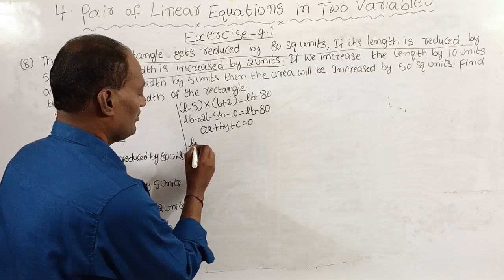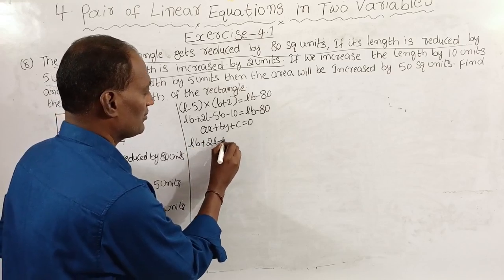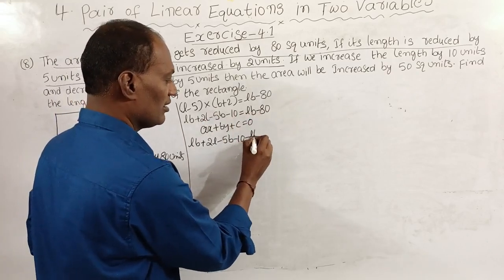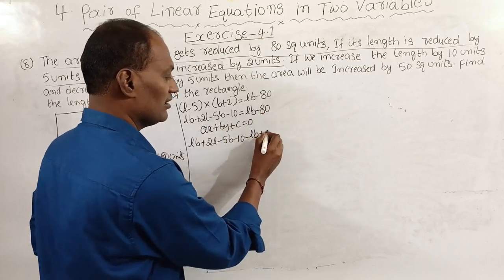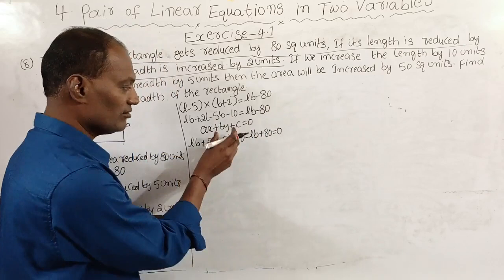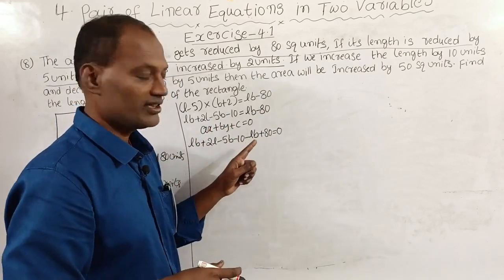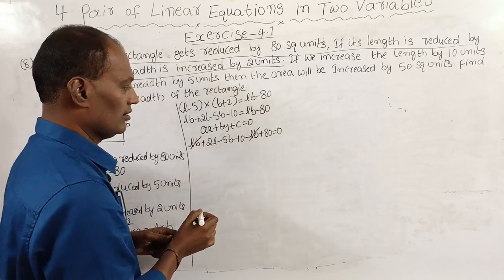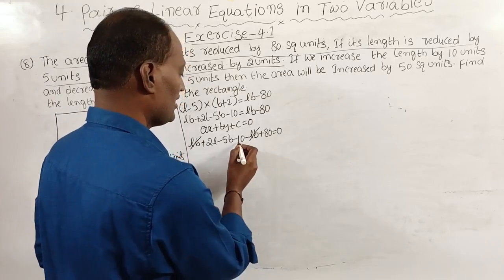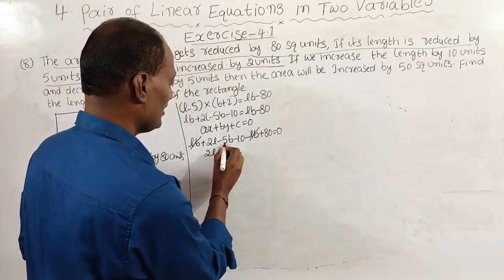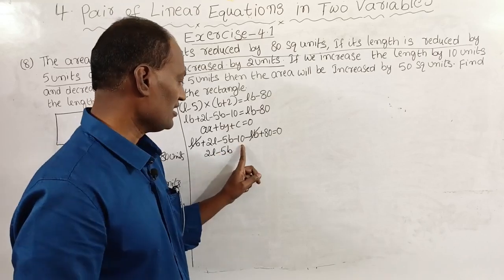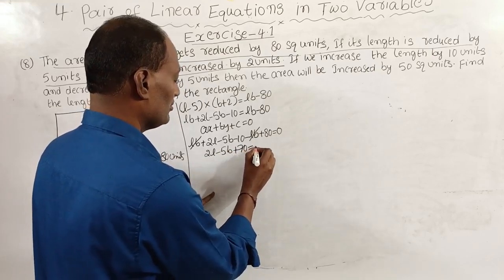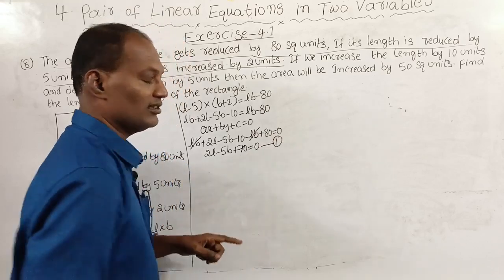So LB plus 2L minus 5B minus 10 plus LB when it comes to this side becomes minus LB, and minus 80 when it comes to this side becomes plus 80, equal to 0. Because we are forming the linear equation type. Now see here, plus LB minus LB will be cancelled. Here minus 10, 2L minus 5B. Minus 10 plus 80 is 70, plus 70 equal to 0. This is one equation.